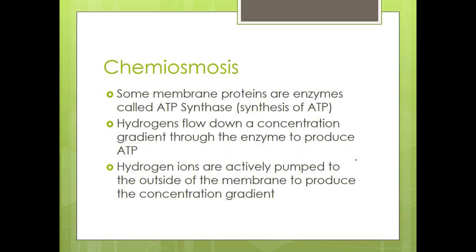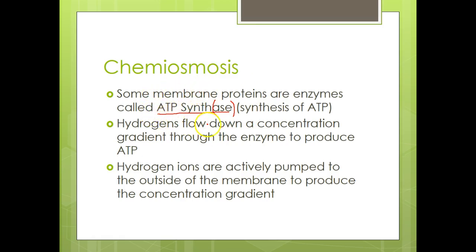Okay, so let's talk about chemiosmosis in particular. Chemiosmosis requires a membrane protein that is also an enzyme called ATP synthase. ATP synthase, again, is an enzyme, and you know it's an enzyme because what do enzymes end in? Ase. And so some membrane proteins are enzymes, but not all membrane proteins are enzymes. Okay, so that's a good distinction.